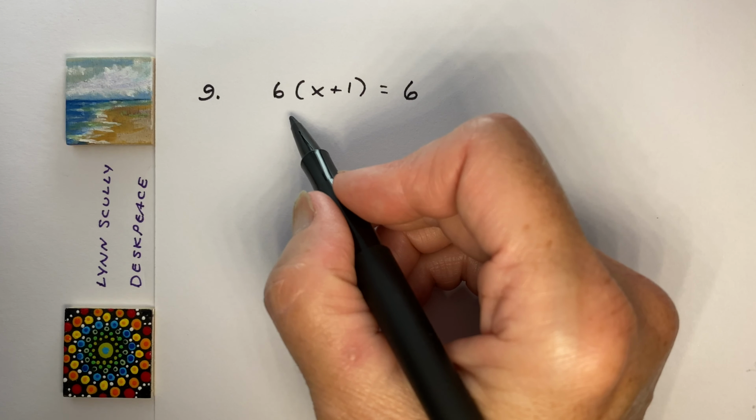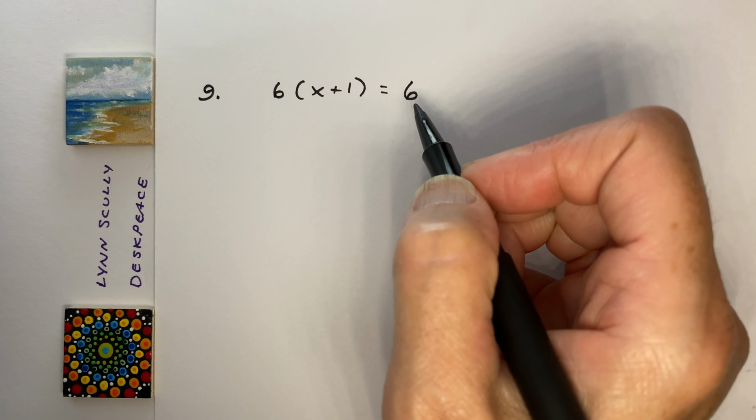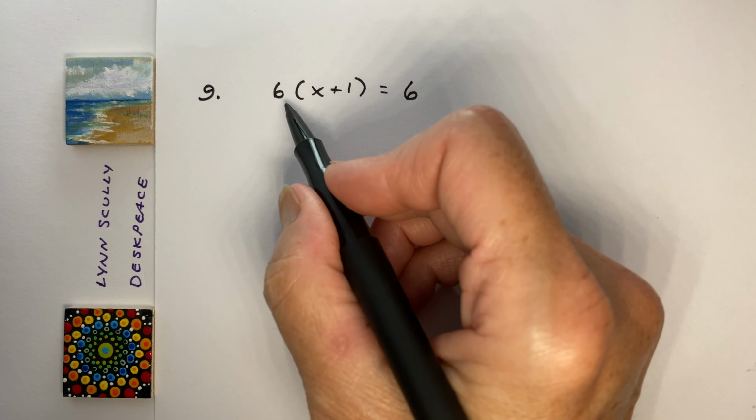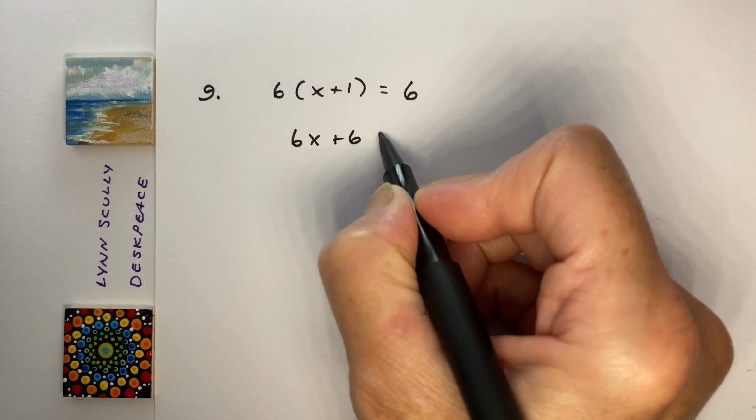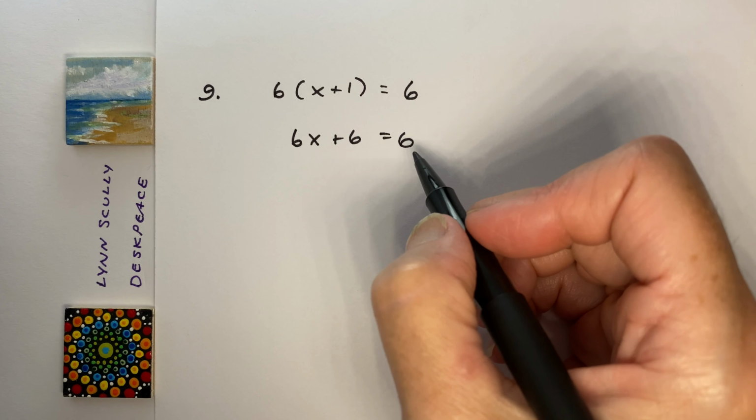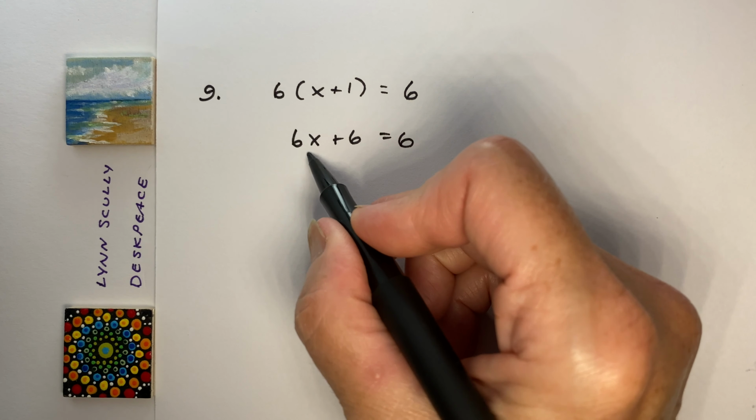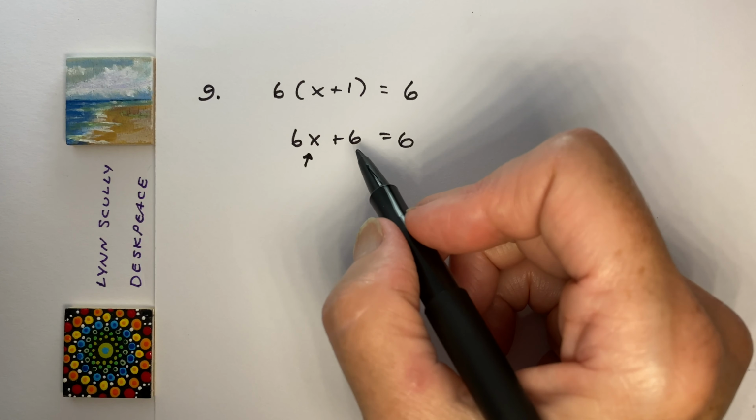Number 9, 6 times the package x plus 1 equals 6. I am going to distribute the 6 through the package. 6x plus 6 equals 6. Wow, a lot of 6's in this problem, but keep your eye on the prize. You want to get the x alone.